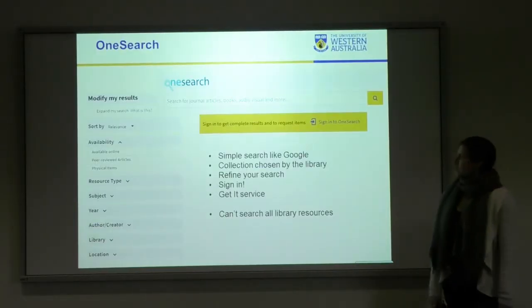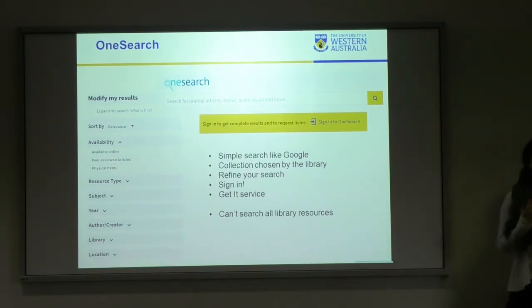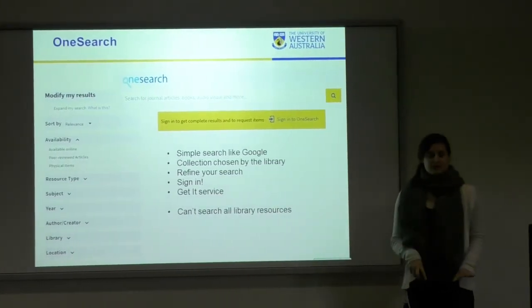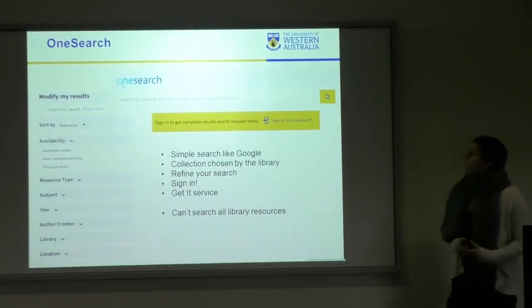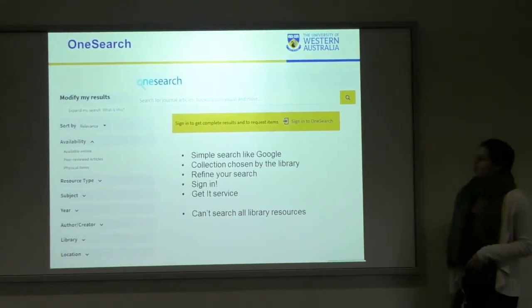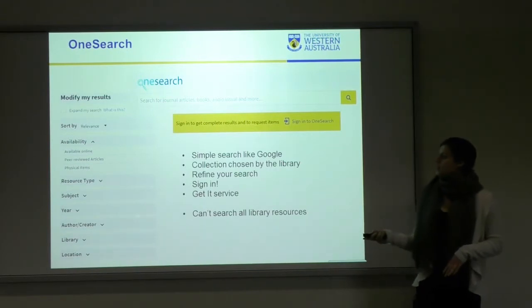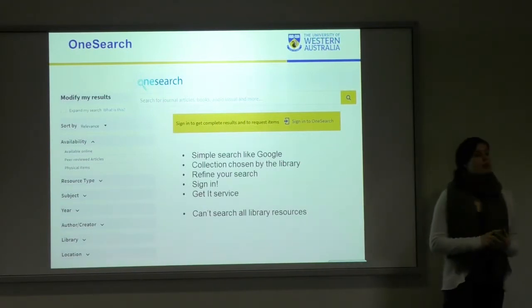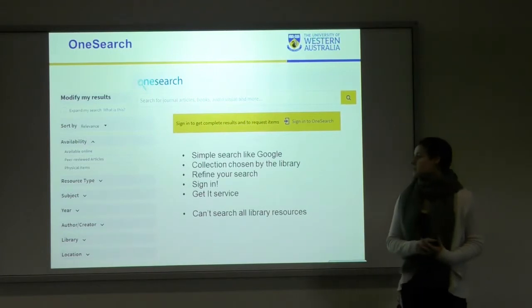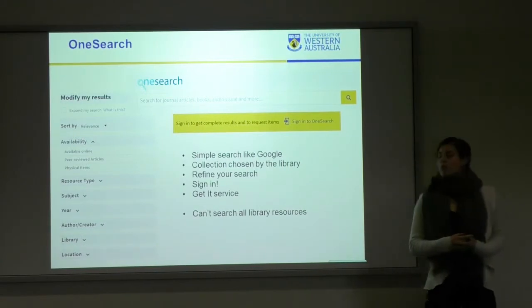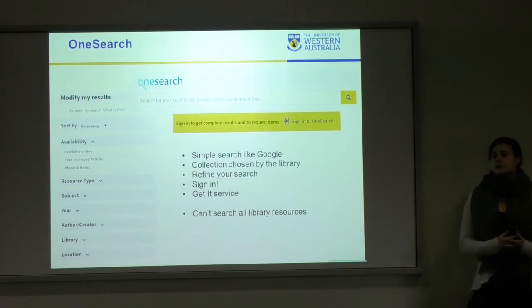Okay, so in OneSearch, it does have some advantages similar to Google Scholar in that you can do a really quick keyword search. But like I said, the collection's chosen by the library, and also in OneSearch, you can refine your search. So once you've completed your search, there are all these filters on the left-hand side that allow you to get a lot more precise about the results that you want. So that is really helpful, particularly these peer-reviewed articles. You can tick that box and apply it as a filter to your search, and then you can be a bit more sure that the information you've found is accurate and reliable.